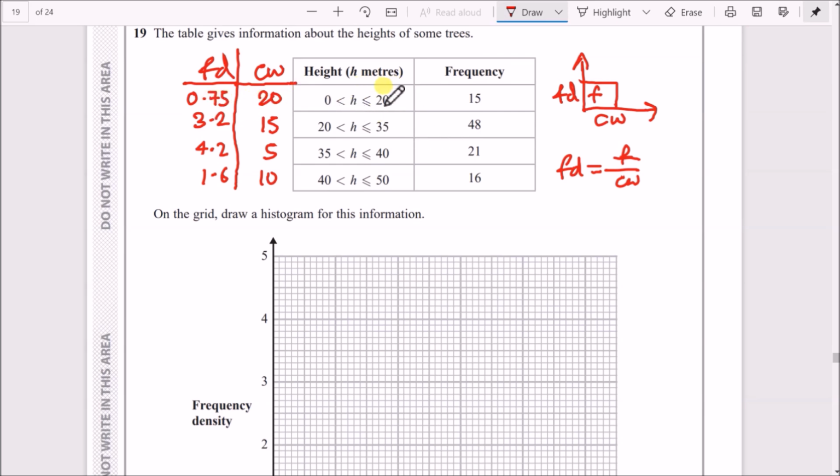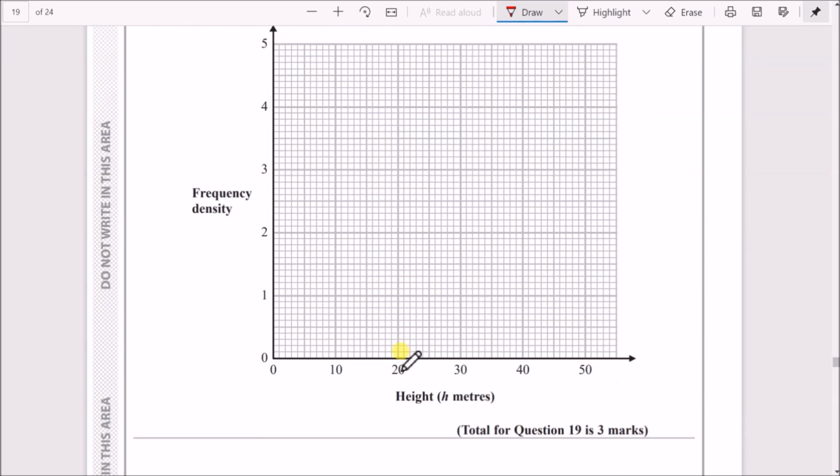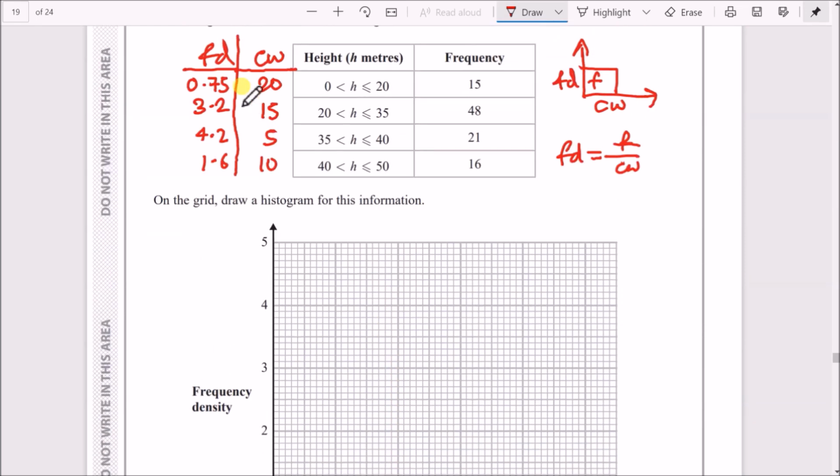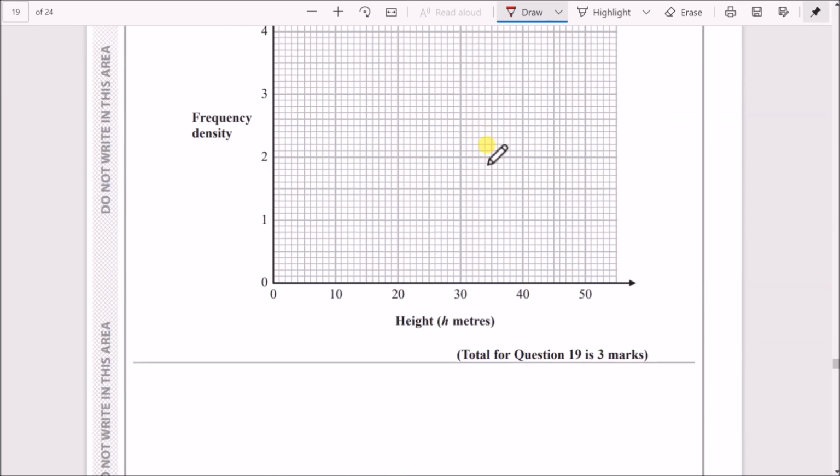So we can say from 0 to 20, there's area 15, so up to 20. We know that the height goes up to 0.75. So let's draw it. We know that this is going to be 0.5, so 0.75 should be all the way here. So just draw a straight line hitting 20. And that's really it. And you're just going to repeat this every single time.